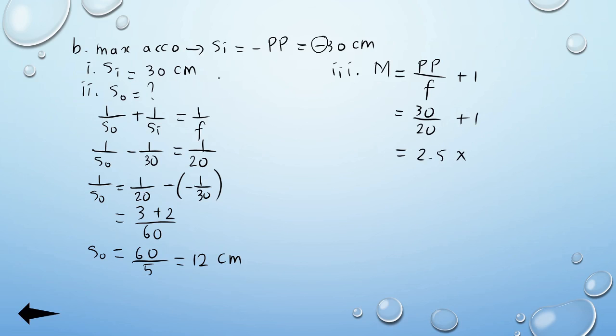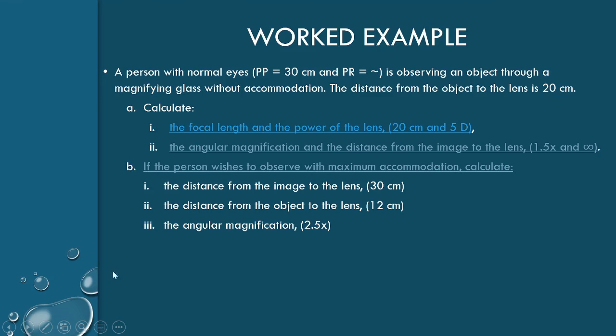Now let's check our answer one by one with the answer key. SI is 30 centimeter, SO is 12 centimeter, and the angular magnification is 2.5. The distance from the image to the lens is 30, the distance from the object to the lens is 12, and the angular magnification is 2.5. All of them are correct. So now we will move on to question C.